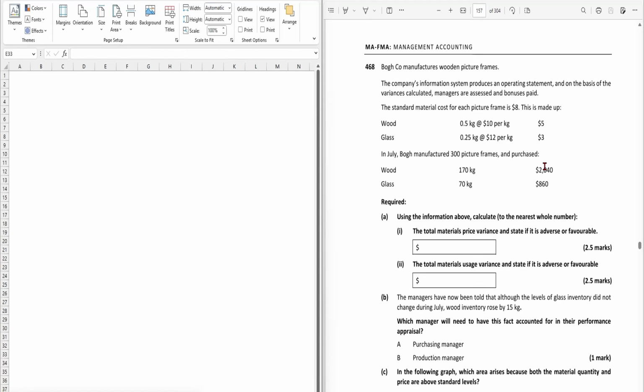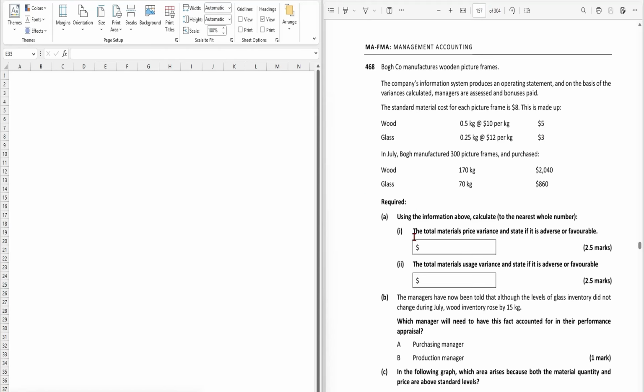Okay, so what we got to know is that this Vogue company manufactured one frame, and this frame required two types of material, wood as well as glass, and this wood and glass together are used to make this frame. So while making one frame, we need 0.5 kg of wood, and its cost is 10 per kg. And for glass, we need 0.25 kg to produce one frame, but the cost per kg is 12. So this cost is per unit, and this is the actual figure.